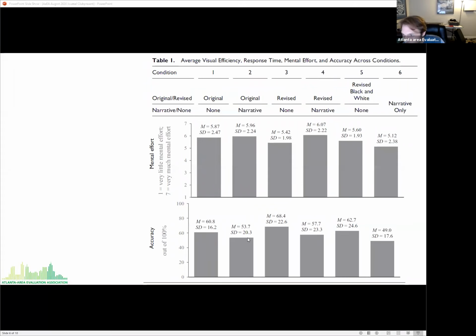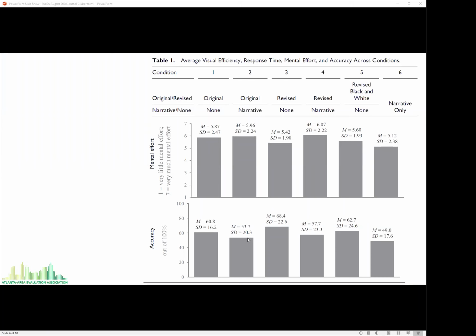Where then we see this interesting component here of the revised none and the revised narrative, right? The revised seems to be a better tool for showing folks these relationships and the components of the program, or so they'll remember it, as opposed to the revised and the narrative.